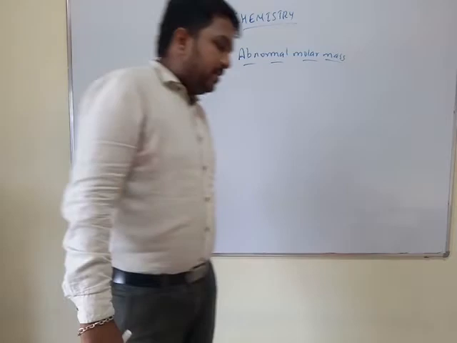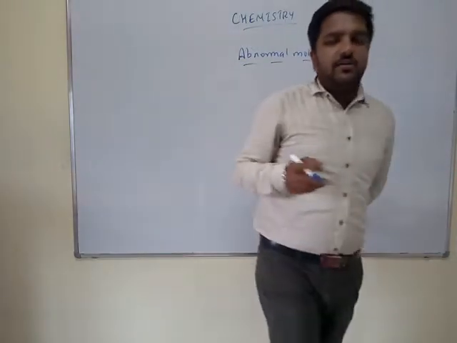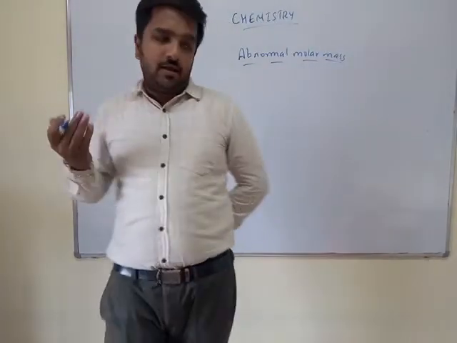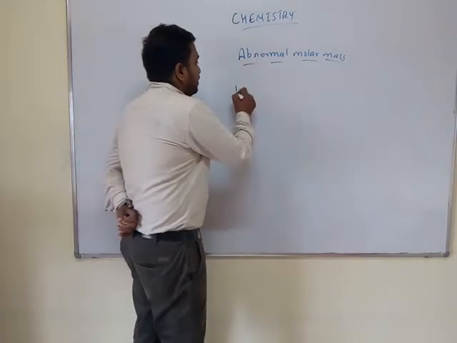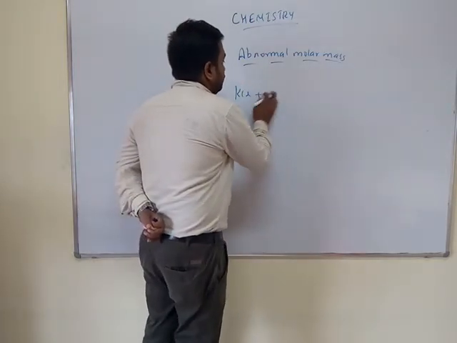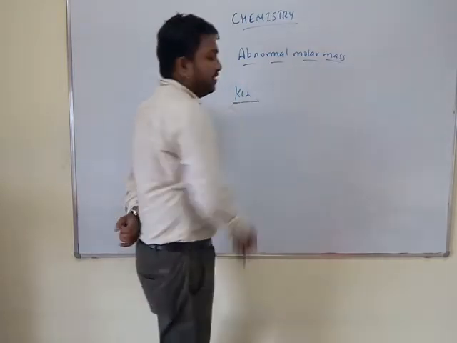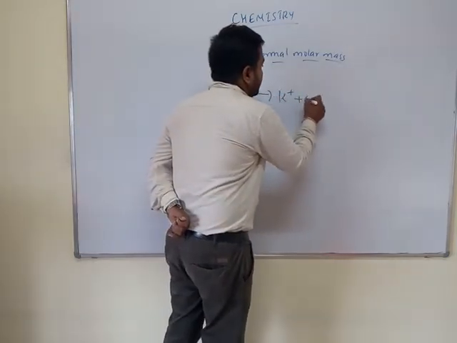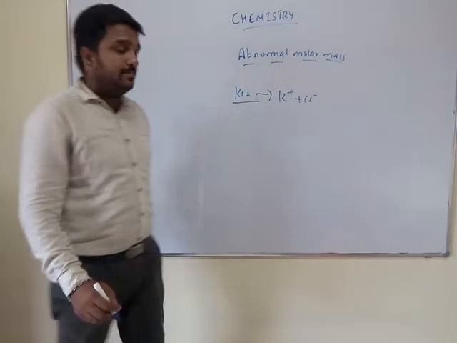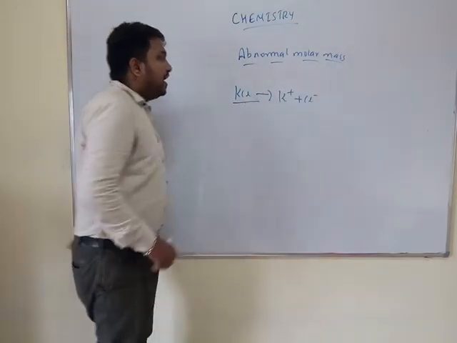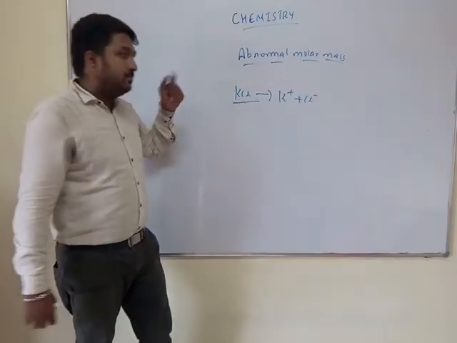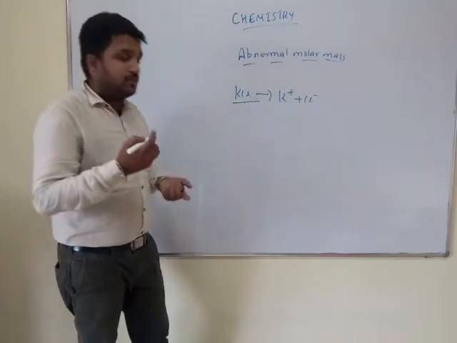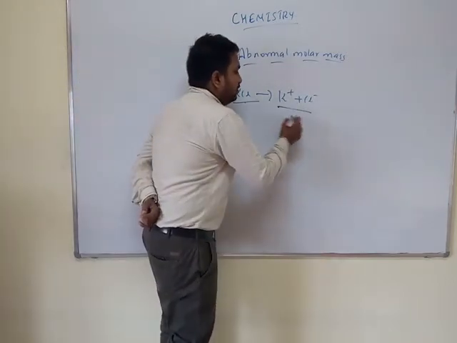Abnormal molar mass. When you add ionic compounds to water, for example KCl, what happens? KCl will be ionized as K plus and Cl minus. That means before adding it was only one component, but after dissociation, we have two components.